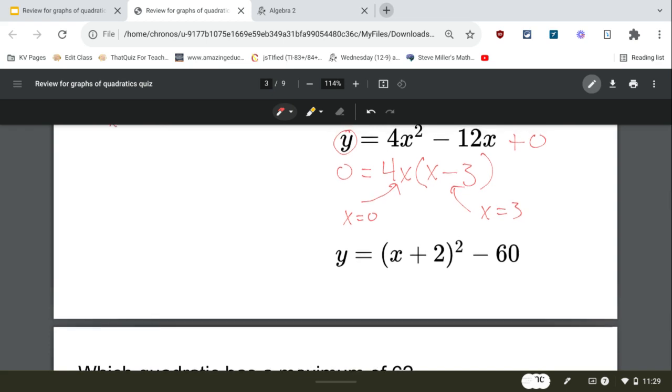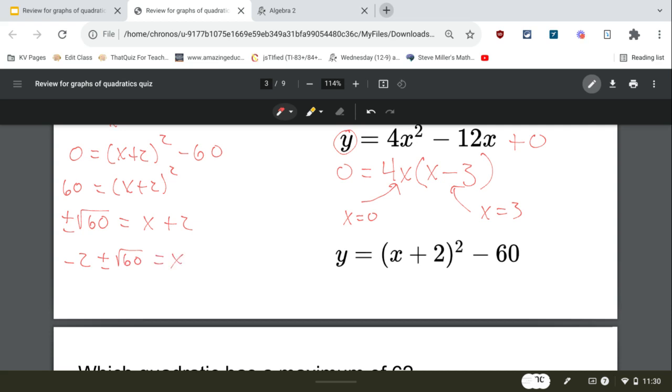Okay, for this one, we got vertex form. -60. To solve this one, I'm just going to do inverse operations. So I'm going to plus 60 on both sides. X plus 2 squared. All right, now I'm going to take the square root of both sides. So I get plus or minus root 60 equals x plus 2, and then subtract 2 from both sides. So negative 2 plus or minus root 60 is equal to x. Whatever these two answers come out to are going to be my x-intercepts.